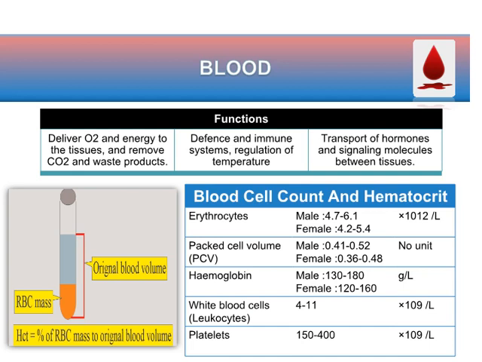Erythrocytes: male, 4.7 to 6.1; female, 4.2 to 5.4 times 10^12 per liter. Packed cell volume, PCV: male, 0.41 to 0.52; female, 0.36 to 0.48, no unit. Hemoglobin: male, 130 to 180; female, 120 to 160 grams per liter. White blood cells, leukocytes, 4 to 11 times 10^9 per liter. Platelets, 150 to 400 times 10^9 per liter.